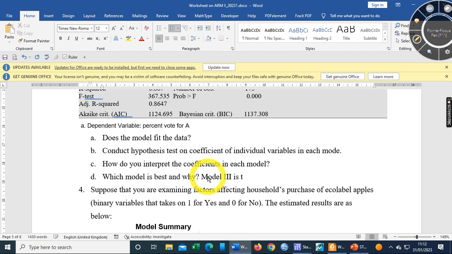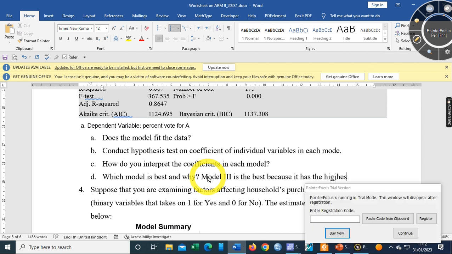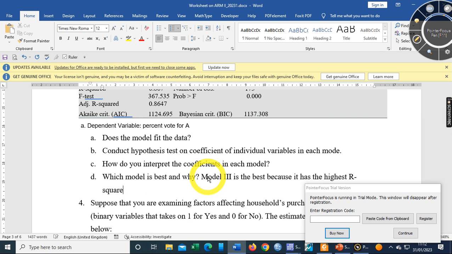Model 3 is the best because it has the highest adjusted r squared, or it has the least information criteria.